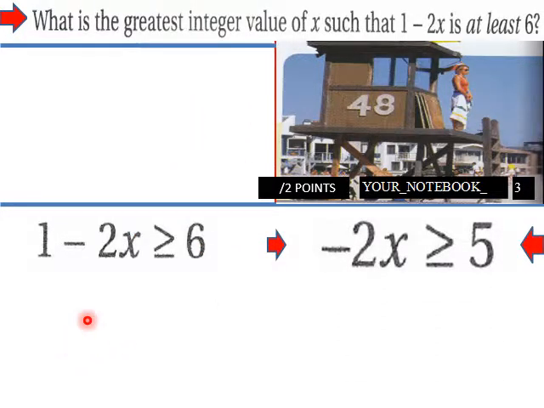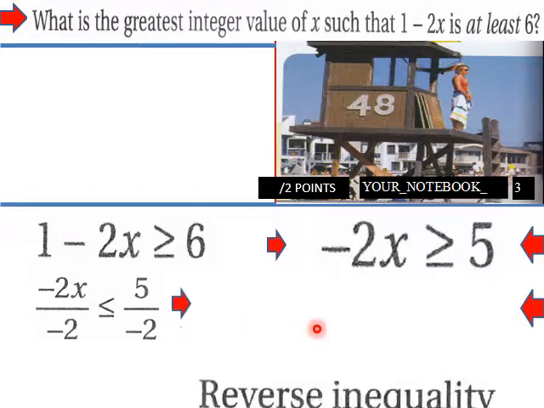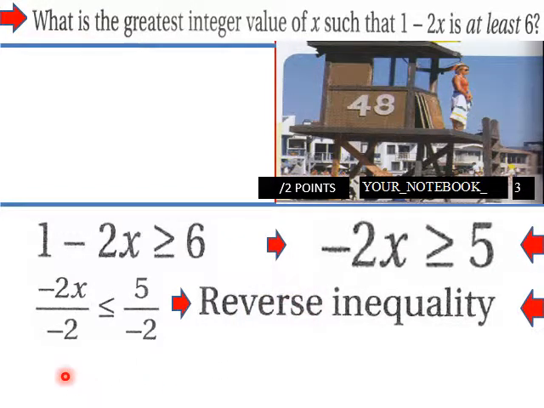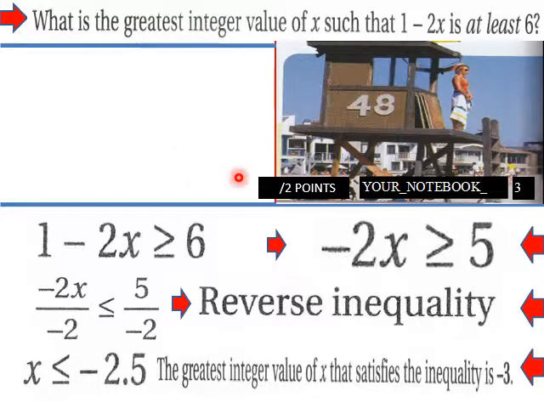And then we divide both sides by negative 2. That will change the direction of this sign to point the other direction. Reverse the inequality, then we have x is less than or equal to negative 2.5. The greatest integer value that satisfies the inequality is negative 3, the greatest integer here. Okay, so that goes in your notebook.